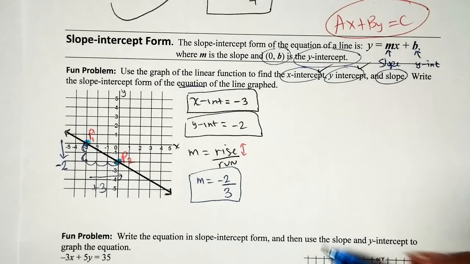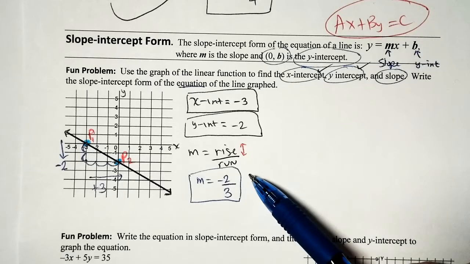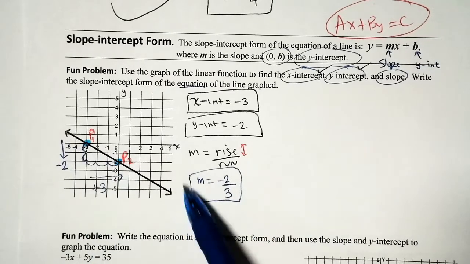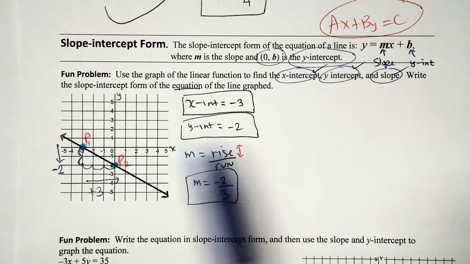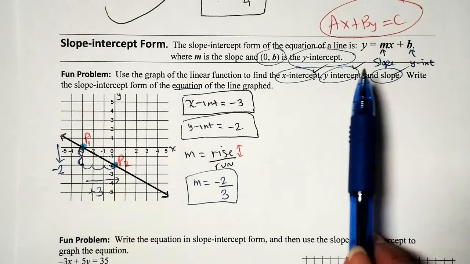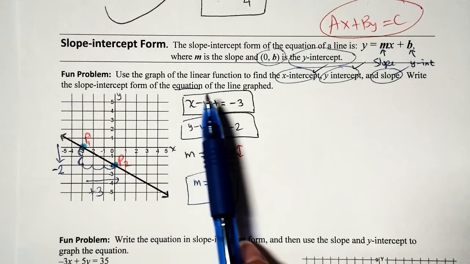If we use our number sense, if our slope is negative, then the line should point down. Yeah, it's pointing down, so we're good. Okay, cool. So we answered the first three. Then it says use the slope, write the slope-intercept form of the equation of the line graph.